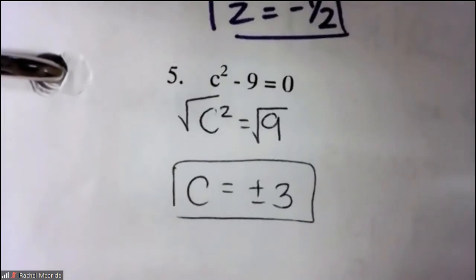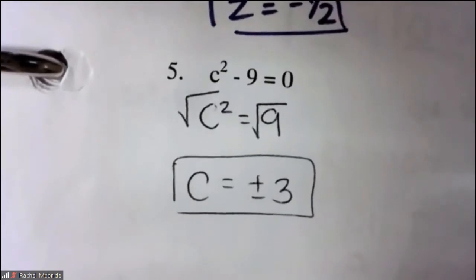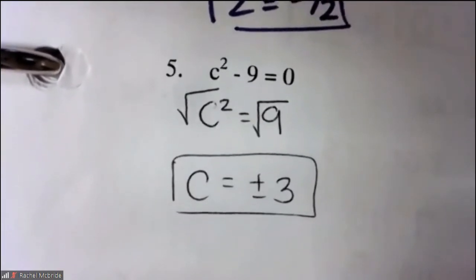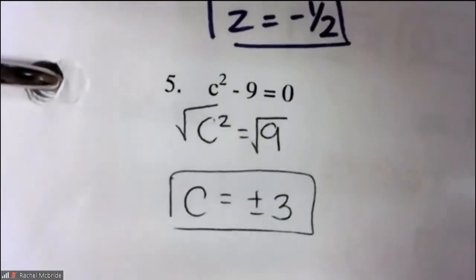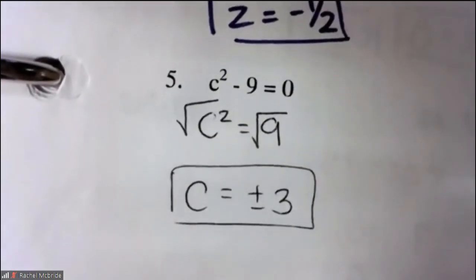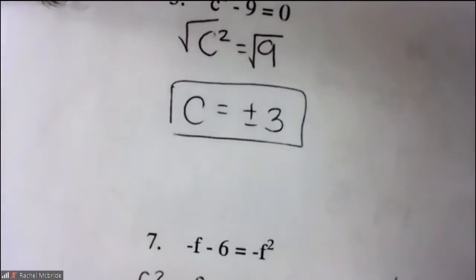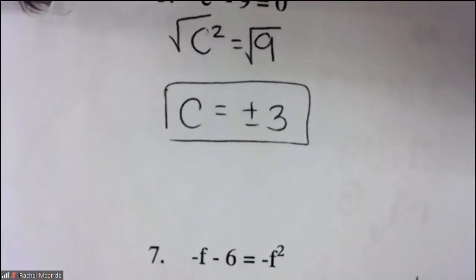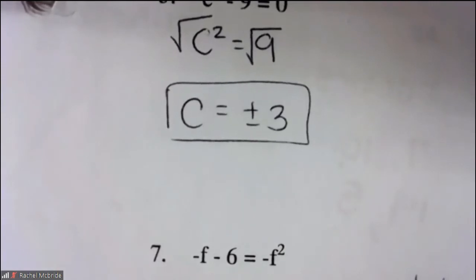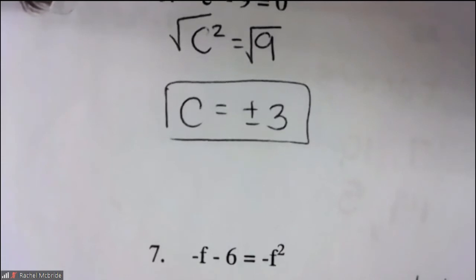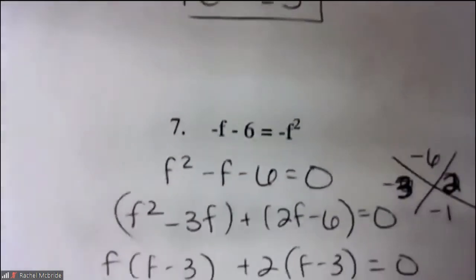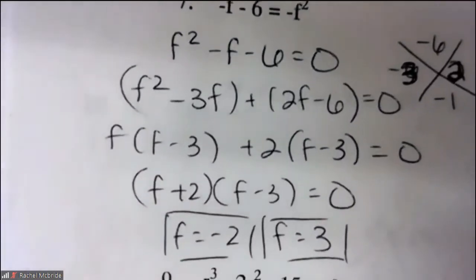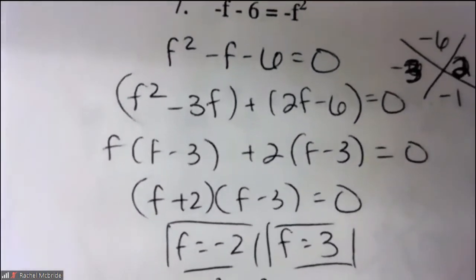We're on the last pages. Okay, number 7. Molly, give me one of the answers you got in number 7. Perfect. And Rob, give me another answer you got in 7. That's perfect. So we got 3 and negative 2.